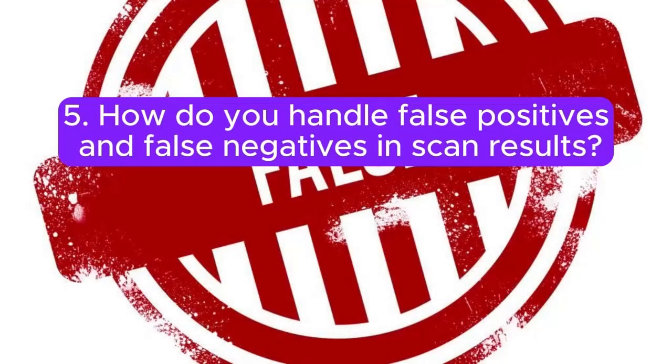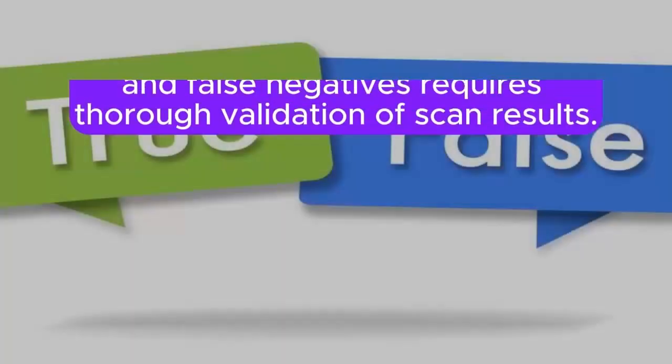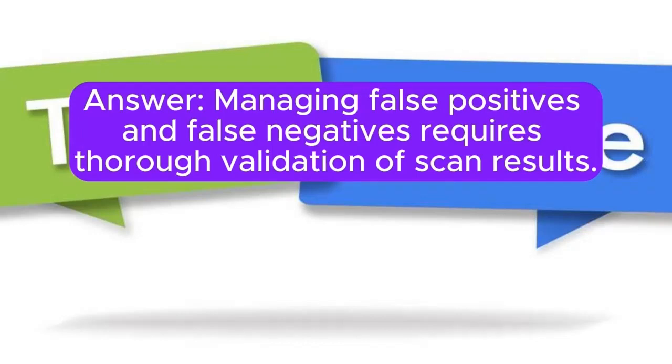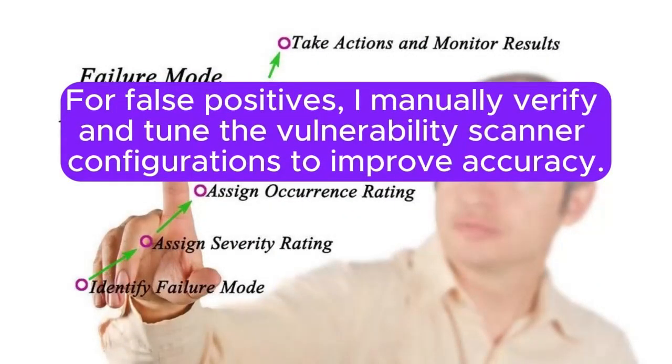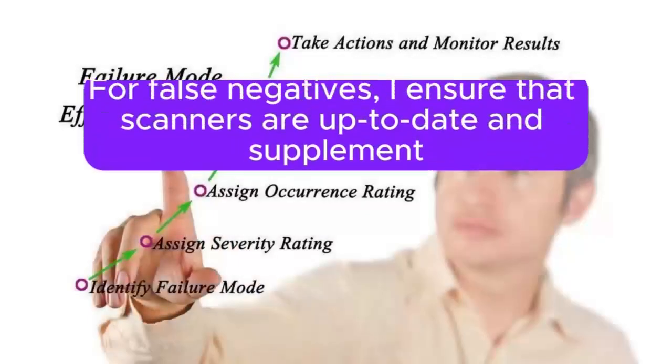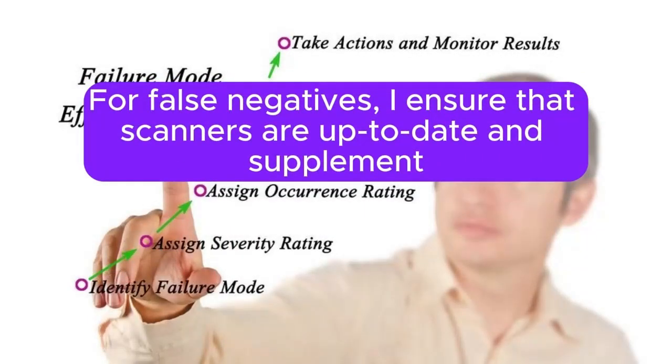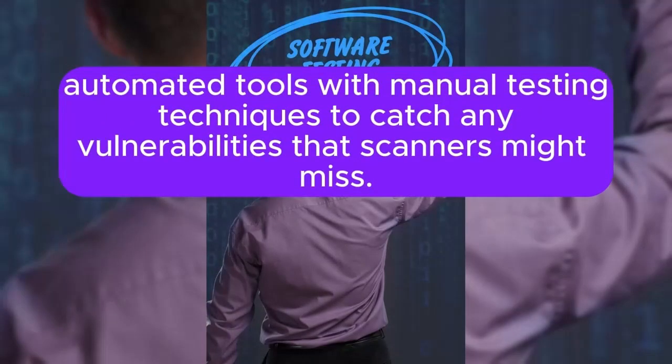5. How do you handle false positives and false negatives in scan results? Answer: Managing false positives and false negatives requires thorough validation of scan results. For false positives, I manually verify and tune the vulnerability scanner configurations to improve accuracy. For false negatives, I ensure that scanners are up to date and supplement automated tools with manual testing techniques to catch any vulnerabilities that scanners might miss.